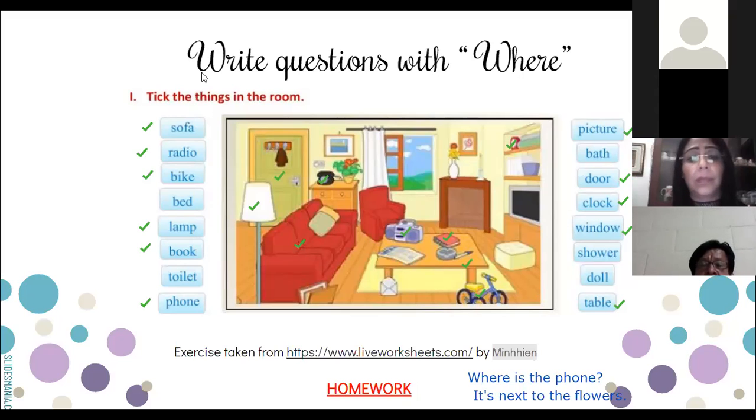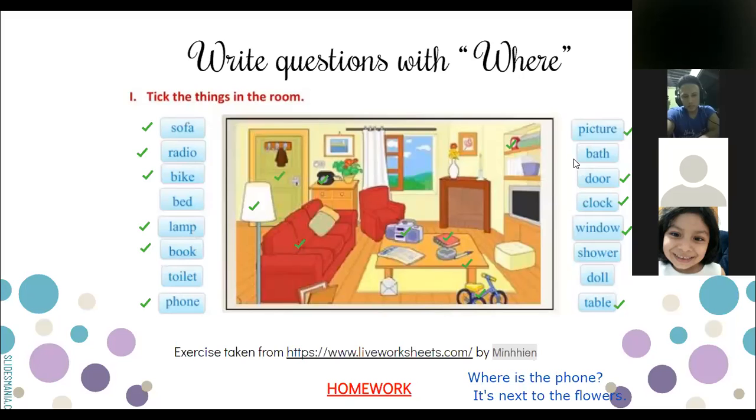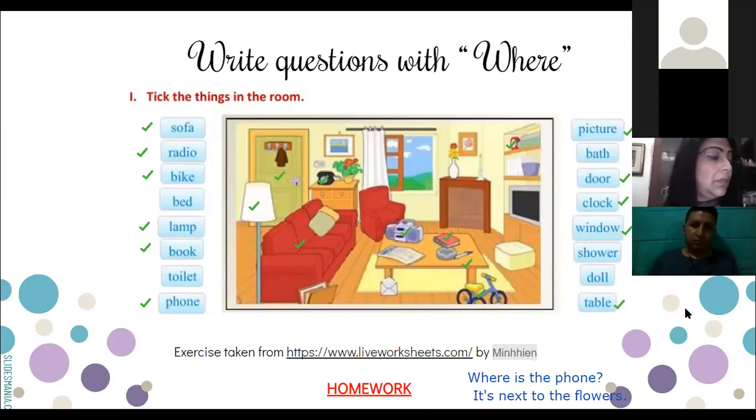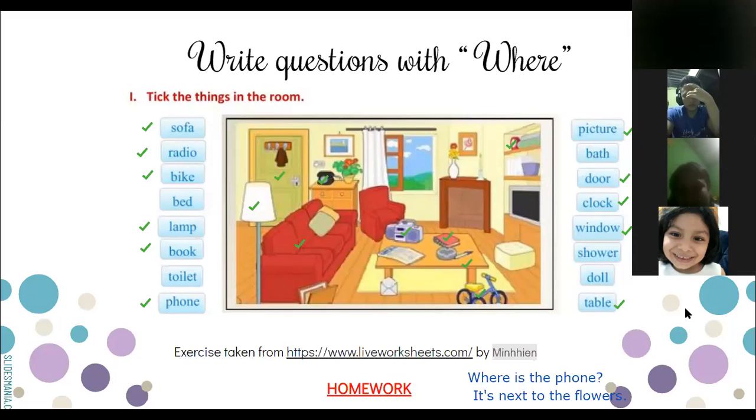Where is the picture? Okay, Edgar, where is the picture? Okay, the picture is on the wall. Very good. On the wall, it's okay. Okay. Edgar, now you ask one question. Ask the question to Wendy Jimenez, please. Where is the bike, Wendy? Or the little bike? Wendy.